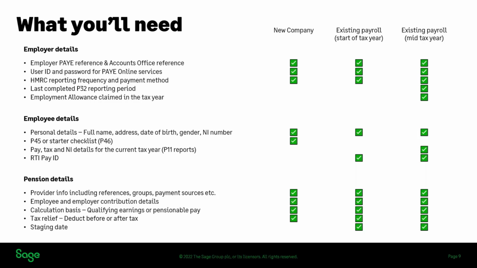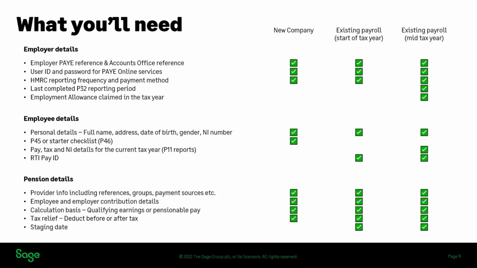Now, if you're setting up after the start of the tax year, there's a bit more information you'll need. So we recommend that you do this at the end of a P32 reporting period, so that you can report on the full reporting period in either your old or your new software. So you'll need to know which tax period you last did a P32 for, and also employment allowance claimed in the tax year. In terms of your employee details, you would need their personal details, such as name, address, date of birth, gender, and national insurance number.